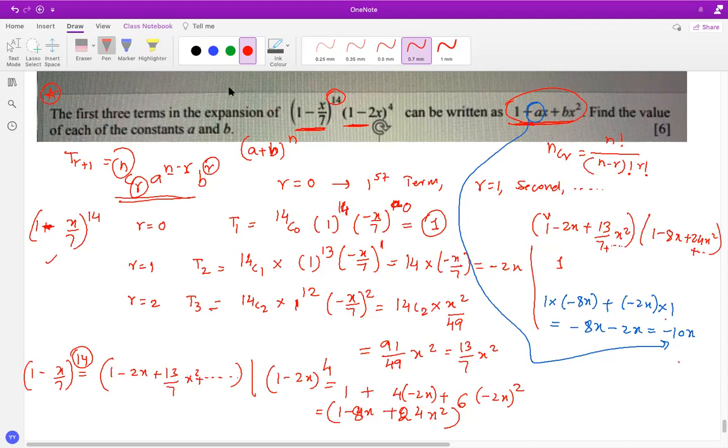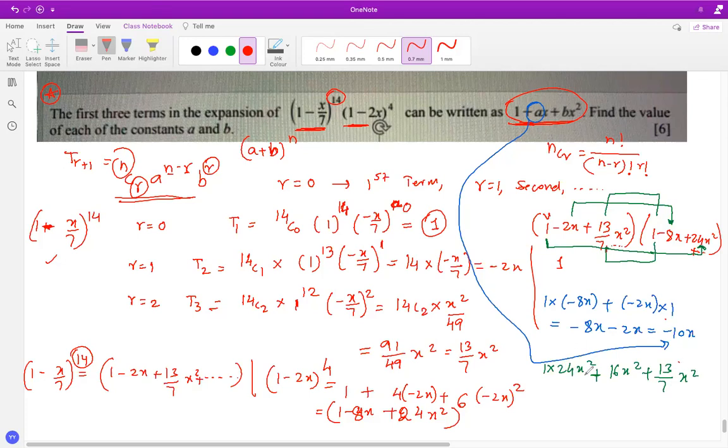So if you look at this, my x squared coefficients are obtained when I multiply 1 with 24, when I multiply negative 2x with negative 8x, and when I multiply 13 over 7 x squared with 1. So actually I've got three terms here. So 1 times 24 x squared. Then you have got negative 2x times negative 8x, which is plus 16x squared. And then 13 over 7x squared times 1, so plus 13 over 7x squared.